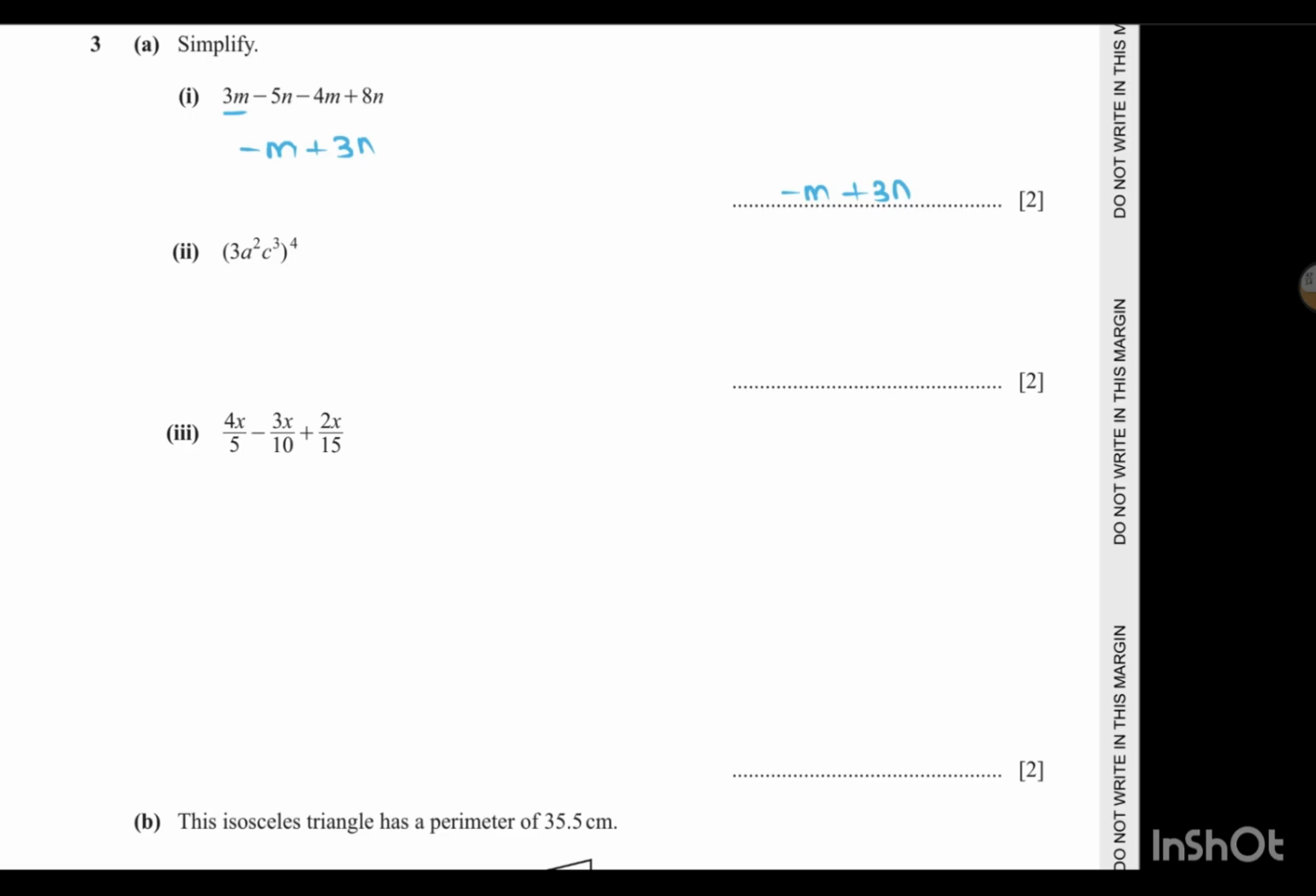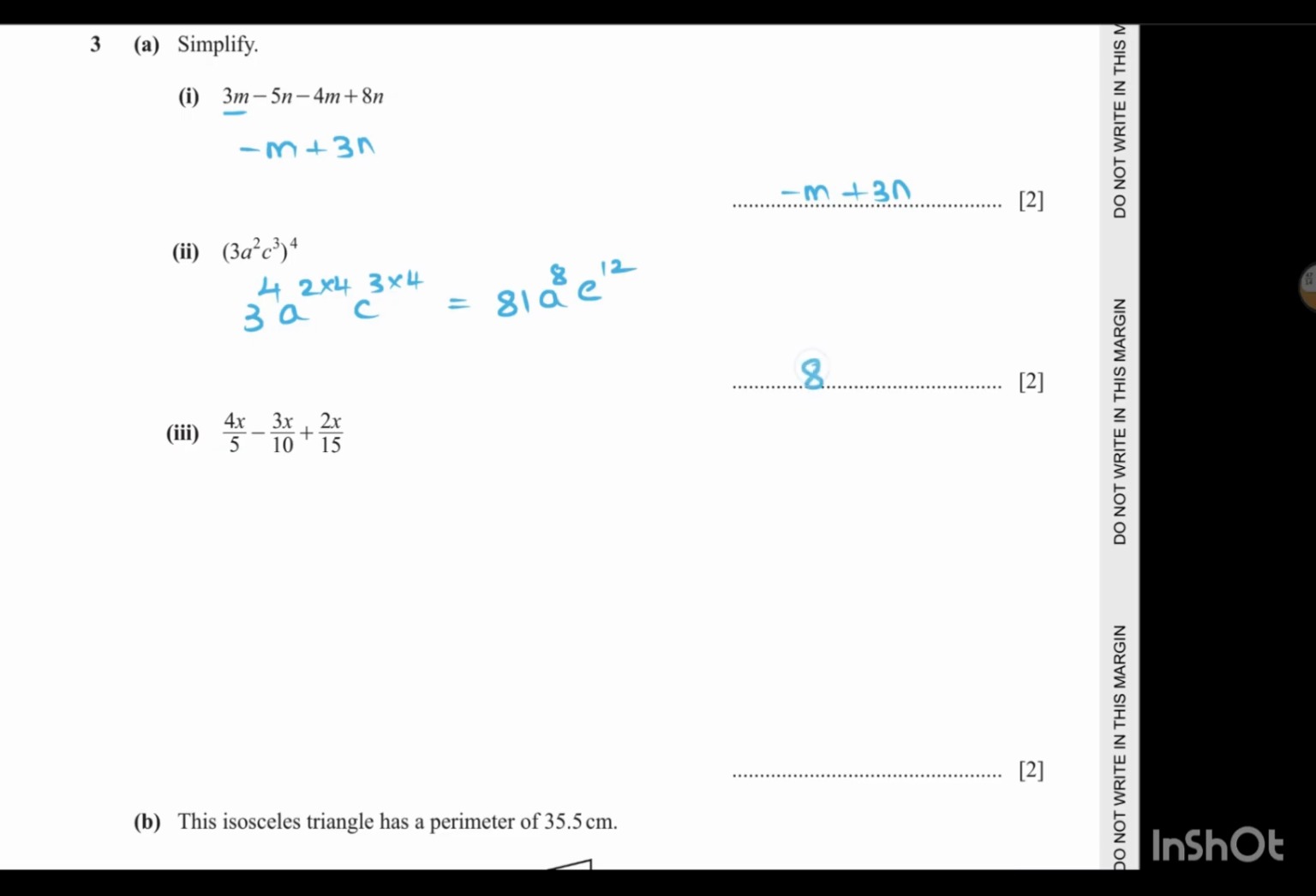Question number 2 here: (3a square c cube) whole raised to 4. You have to take this power separately to each factor here: 3 raised to 4, a raised to 2 into 4, and c raised to 3 into 4. So 3 raised to 4 is 3 into 3 into 3 into 3, that is 9 into 9, 81. And a raised to 2 into 4 is a raised to 8. And c raised to 3 into 4 is c raised to 12.